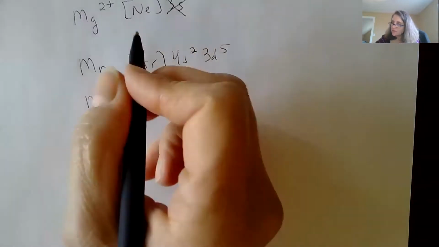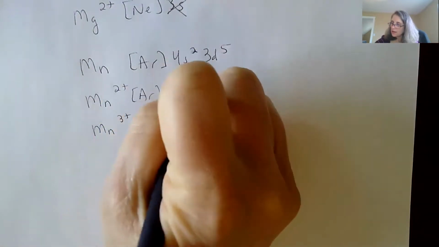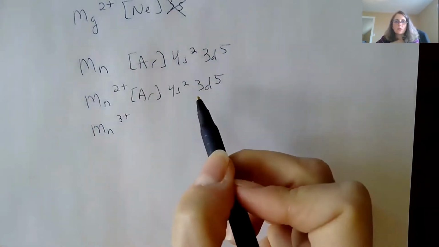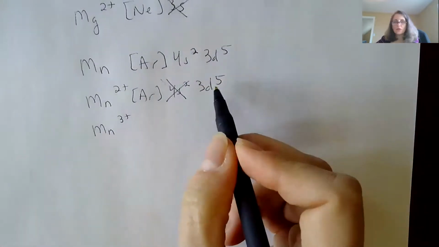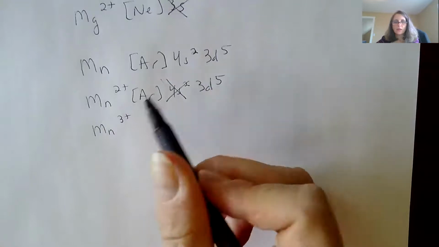So manganese, I'm just going to rewrite the whole thing again, and then I'm going to show you what I'm going to do. So I have a +2. So I have 2 electrons that are coming out of the 4s. So my electron configuration for manganese 2+ is argon 3d5.